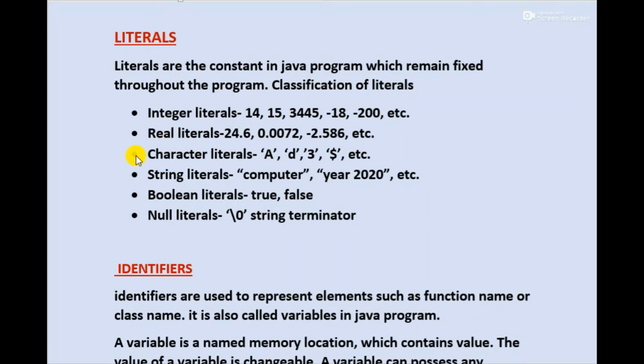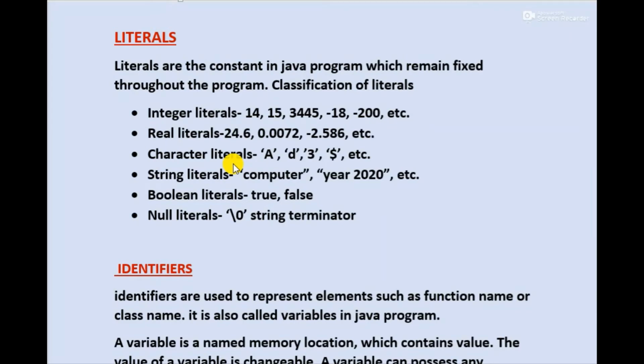The third one is character literal, or we can say character constant. The constants which are alphanumeric in nature are called character literals. So character literals will be alphanumeric. That means we can use alphabet as well as number as a character literal, or we can say character constant.